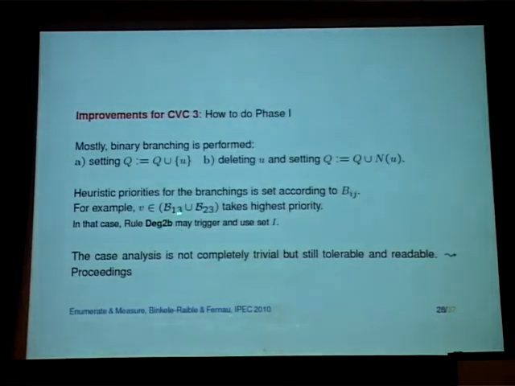I skipped the definition, but this means vertex v has 1 neighbor in Q and 3 neighbors not in Q. And this means 2 neighbors in Q and 3 neighbors not in Q. So if I have such a branching, I will branch on it with priority. Why? Because I know there are certain numbers of neighbors already in Q, so I will be able to apply the contract rule and things like that.